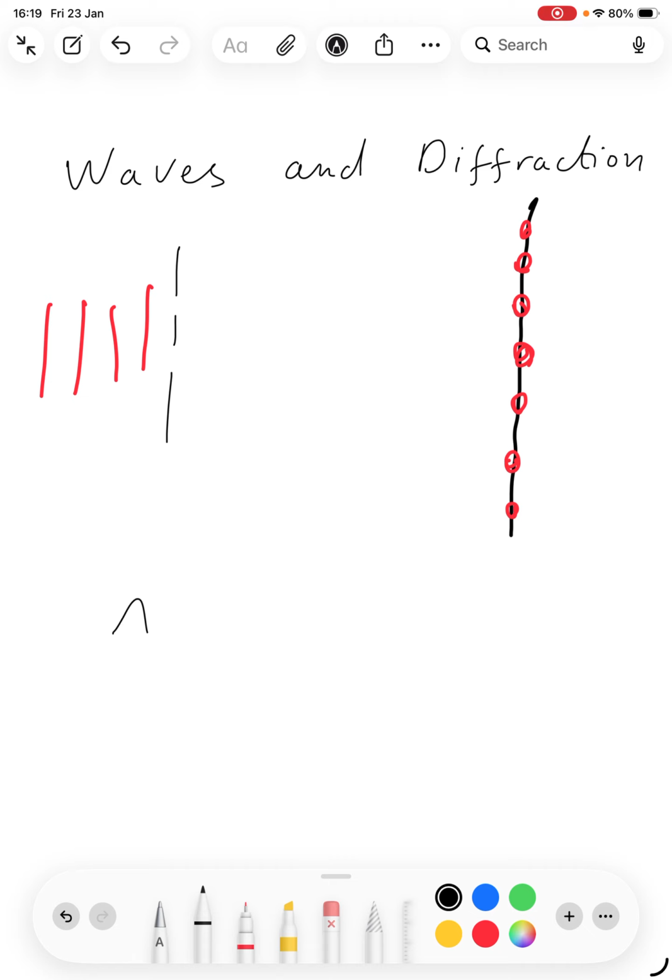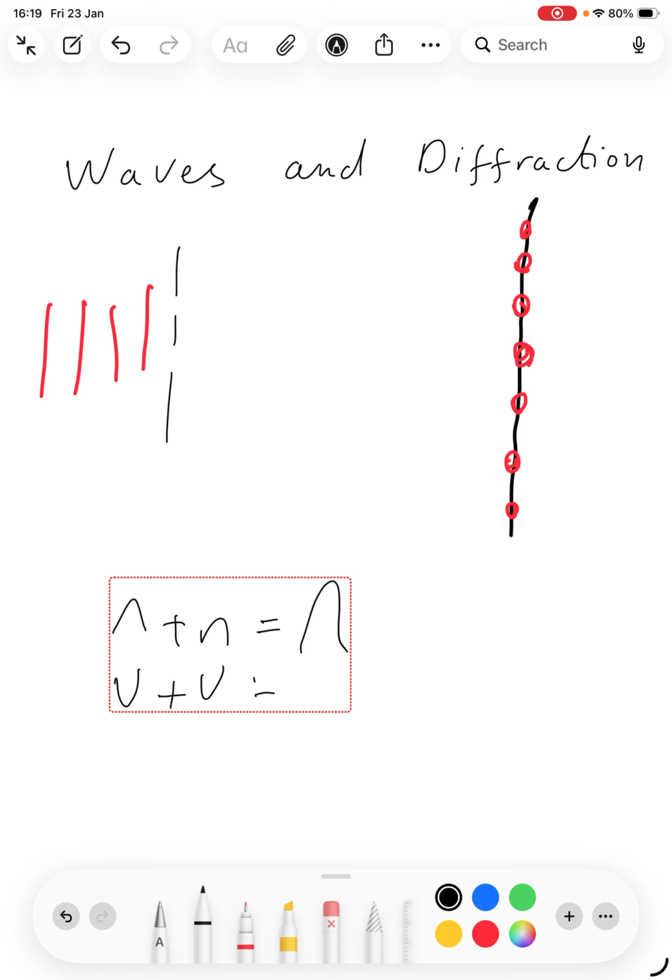So on a simple level, if two waves combine in a way where they're in phase, we get peak plus peak, we get a super peak. Whereas if we do trough plus trough, we get a super trough, that's constructive superposition. But if we do peak plus trough, we get nothing.